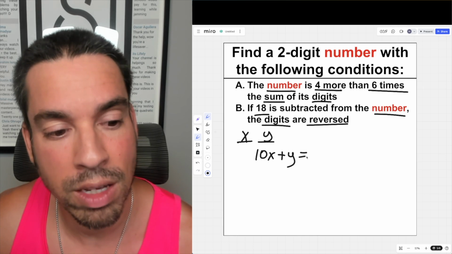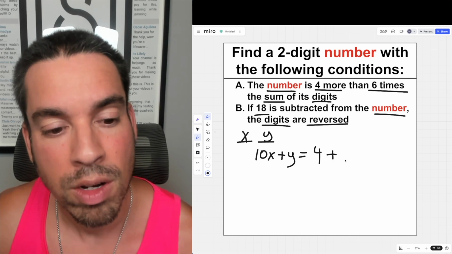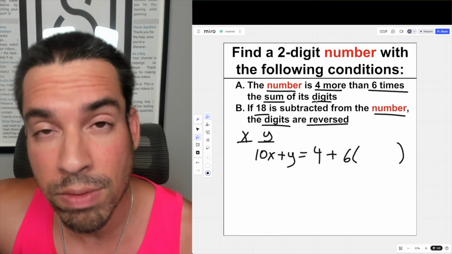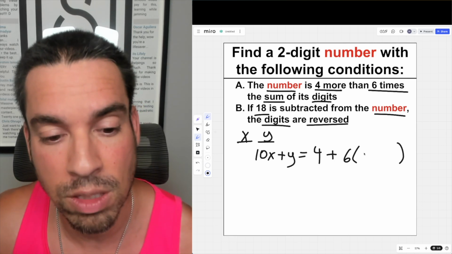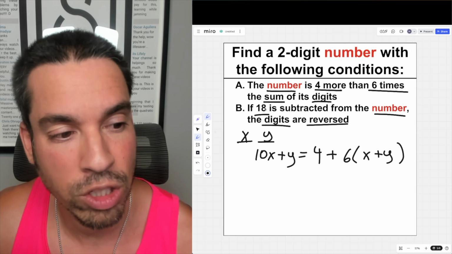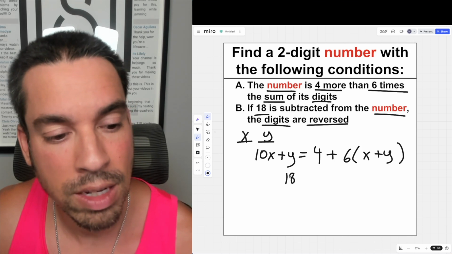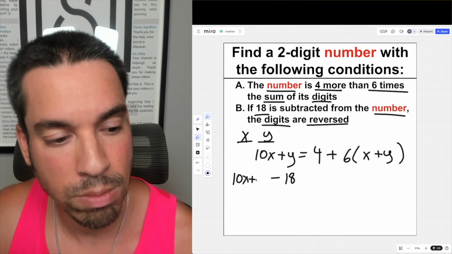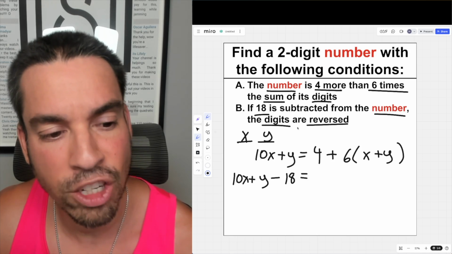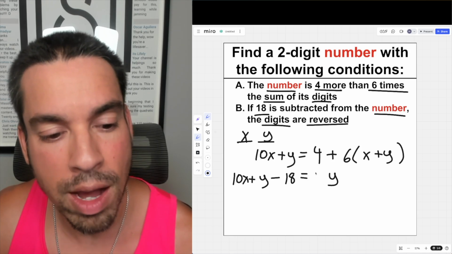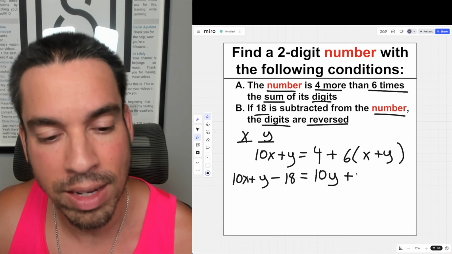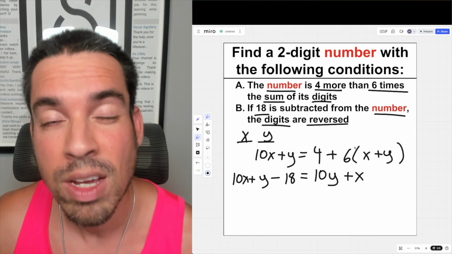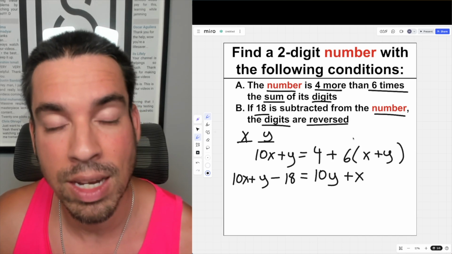The number is 4 more than 6 times the sum of the digits. We're not talking about the value the digits represent, just the sum of the digits, so that's simply X plus Y. We got our first equation down here. If 18 is subtracted from the number, which you already know is 10X plus Y, the digits are reversed. That means Y is now in the 10 spot and X is in the 1 spot. This is very important because now we have 2 equations with 2 variables. That is a nice system of equations that we can now solve algebraically.